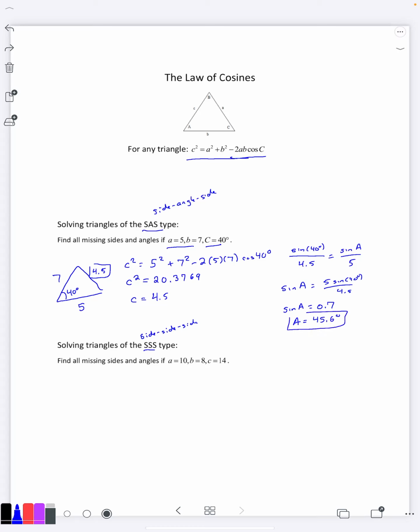And I can get the last missing angle, same thing. Sine of 40 over the known side, now 4.5, equals sine of B over the known B side of 7. And I'll skip a little bit of the work here. It's just the same thing, I'm running out of space right there. So we'd have 7 times sine of 40 divided by 4.5, and then do sine inverse of that. And I'm getting B, which is 89.2 degrees. And now we have our missing sides and our missing angles.